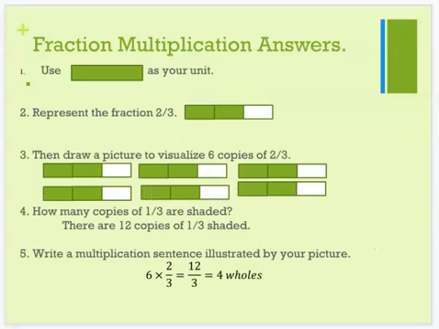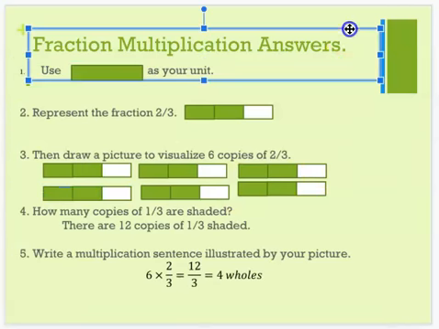So let's take a look. If we use that rectangle as our unit, we could represent the fraction 2/3. Then we could draw 6 copies of 2/3. So how many thirds are shaded? There are 12 copies of 1/3 shaded. So 6 times 2/3 is 12 thirds, or 4 wholes. And you could even think of putting this piece in this hole, this piece right here, this piece right here, and this last piece right here to make 4 wholes. And you can see that.